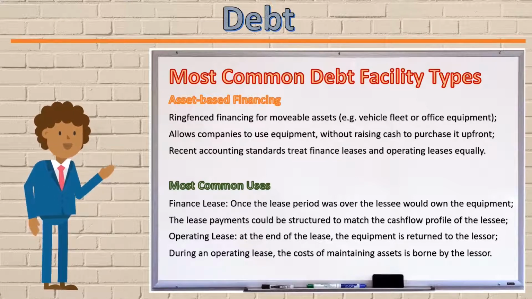During the tenor of an operating lease, the costs of maintaining the leased assets are borne by the lessor.